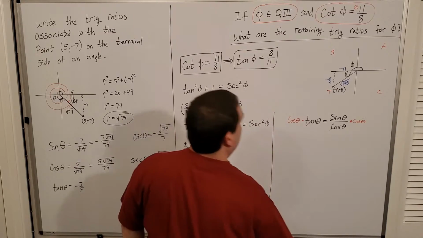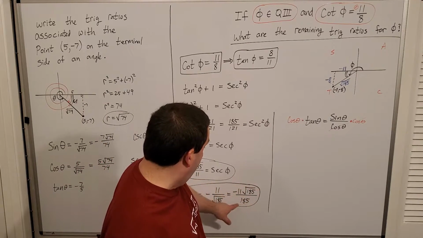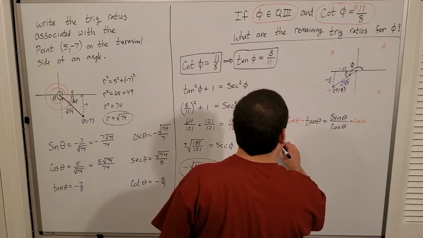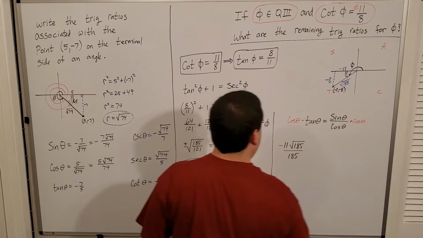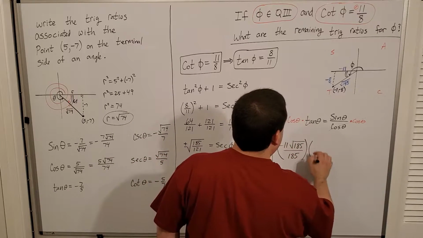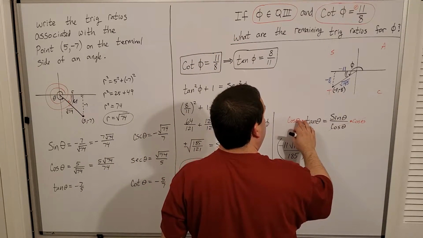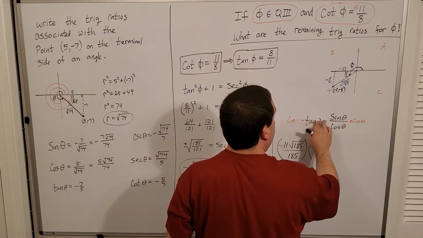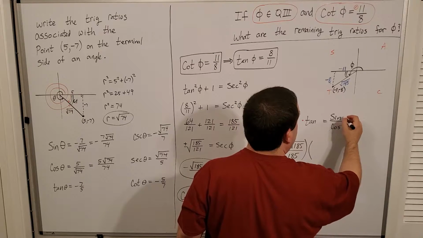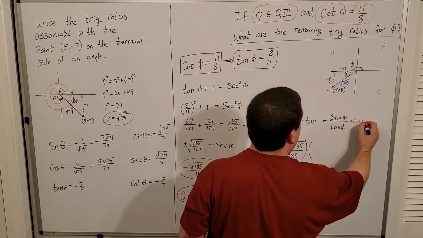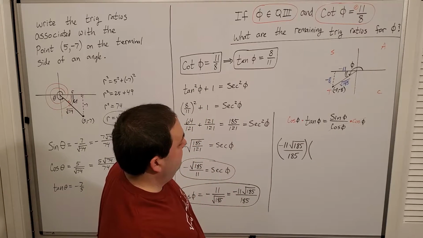Okay, so I'm just going to separate this here. Cosine theta, I already know. I'm going to use this guy right here. That's negative 11 square root 185 over 185 times tangent theta. Oh, you know what? All of these should be phis. I apologize. I just caught myself. I hope you caught me earlier. All of these should be the angle phi. Sorry about that. Now it's correct.